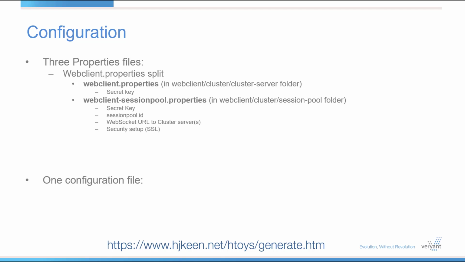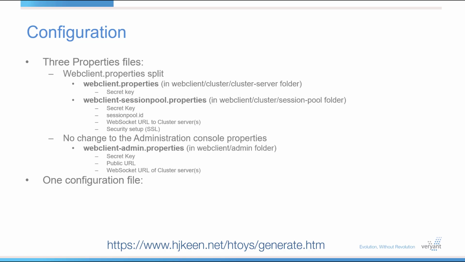Web Client Session Pool Properties is the one read when you start the session pools. It includes a name for that particular session pool, the URL of the cluster server or servers, and your SSL security trust store and key stores if you use one, and of course the secret key. And WebClient-admin properties hasn't changed from the previous versions. It too holds the WebSocket URL of the cluster server or servers and the secret key, and it also includes a common or public URL name. Now, one more change is needed in the cluster server's configuration file where it points to the admin console URL. You'll need to put the address of your admin panel there.